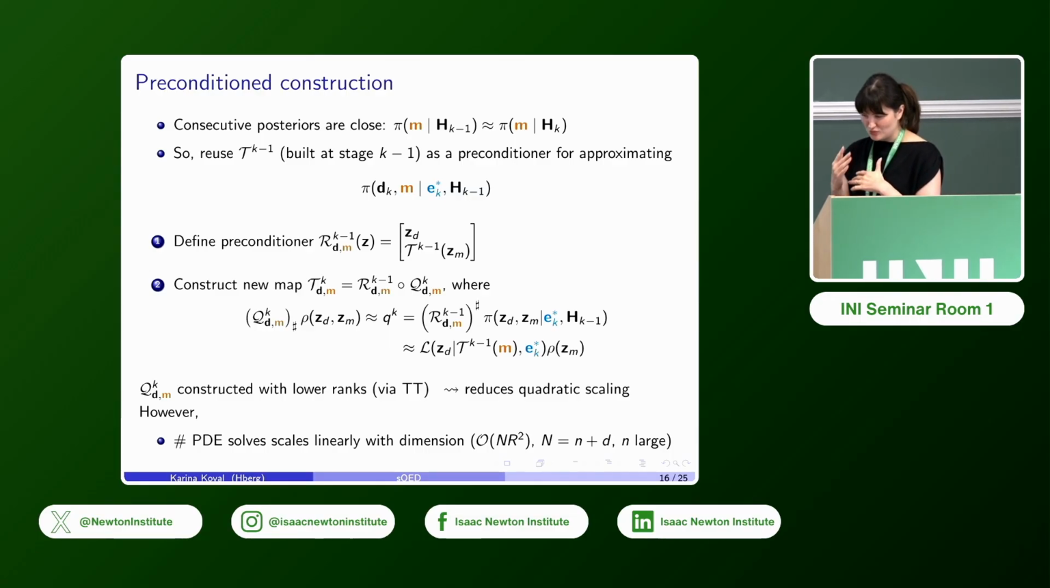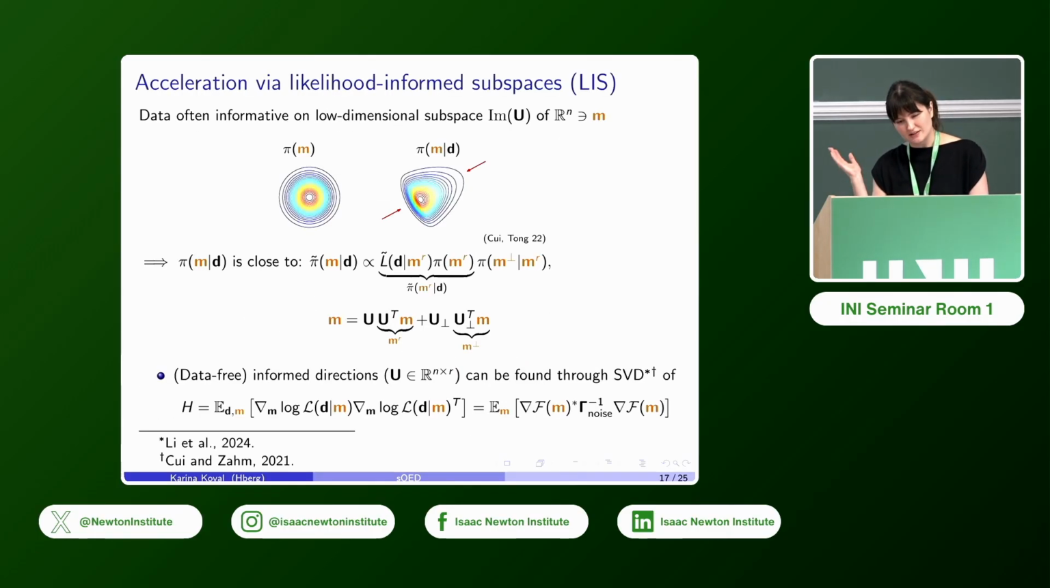However, there's still one computational issue, and that's that the number of PDE solves scales linearly with the dimension. And here, again, we're dealing with discretized functional inputs, so these can be thousands, tens of thousands, or even larger. So this is a significant scaling factor here. Luckily for us, in many Bayesian inverse problems, the data is often informative only on a low-dimensional subspace of the parameter space. So for example, you have your prior, you observe some data, and it constrains this prior only in a small number of directions.